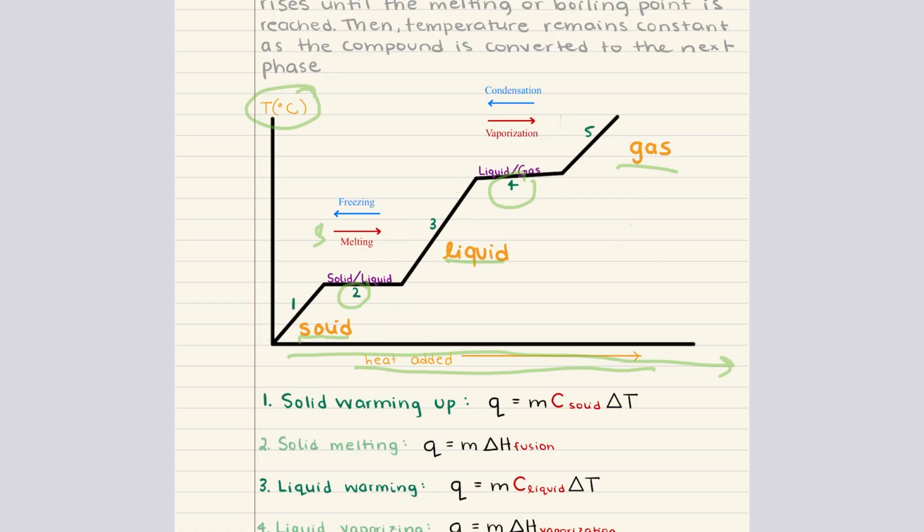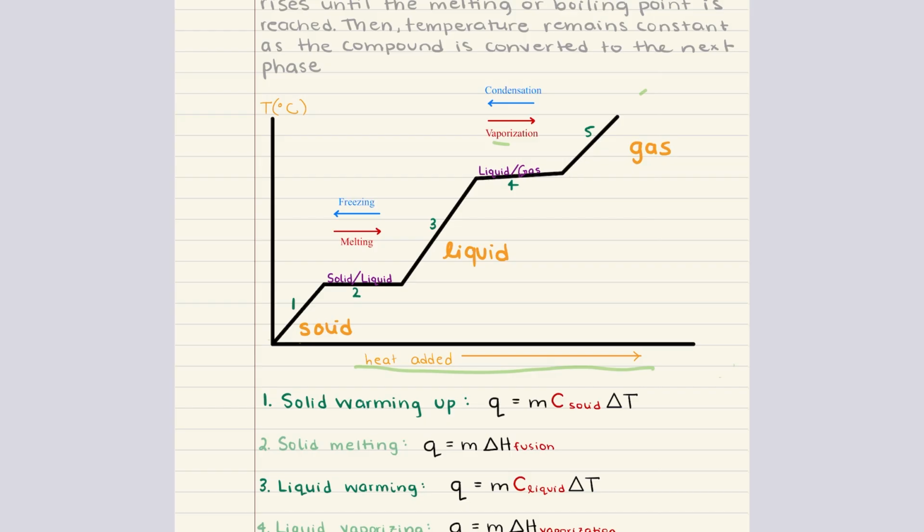Now, if we were removing heat instead of adding it, meaning we're cooling instead of heating, then the curve would be traced in reverse. The reverse of vaporization is condensation, going from gas to liquid, and the reverse of melting is freezing, going from liquid to solid. With this background information, let's walk through each segment of the heating curve in detail, starting with segment 1.